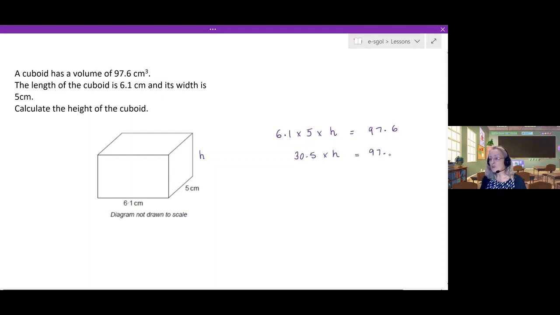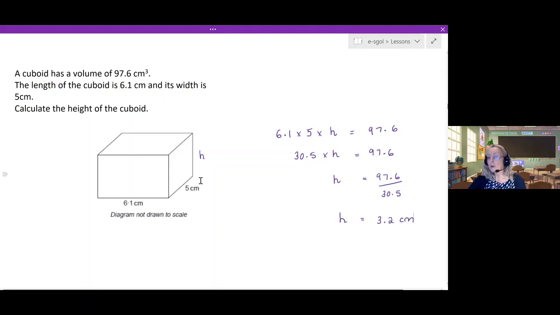Now, to get H on its own, you have to divide by 30.5. So I'm going to do 97.6 divided by 30.5. And that one, when I put that into my calculator, comes out as being 3.2 centimetres.